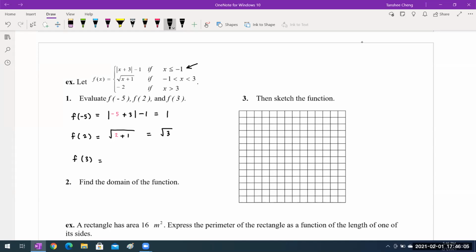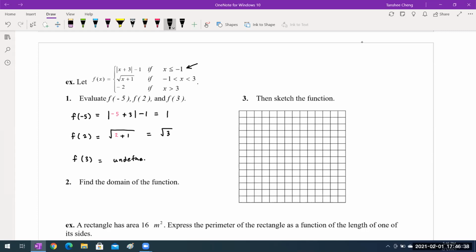For the third part of this example, f of 3, the input is not in the restricted domain of the second formula nor the third formula. So therefore, we cannot evaluate at 3 for this particular function, and we will say it is undefined, because there is no graph there, or no corresponding output values.